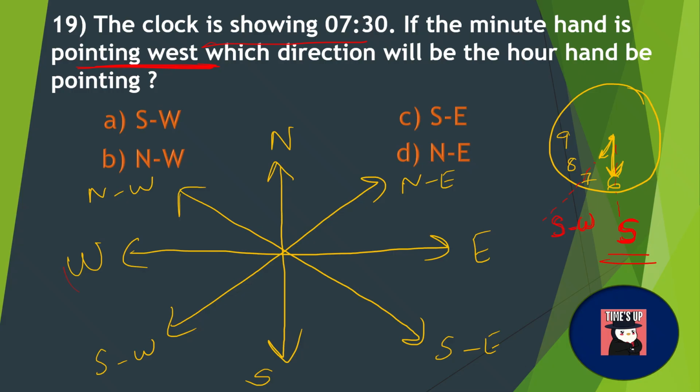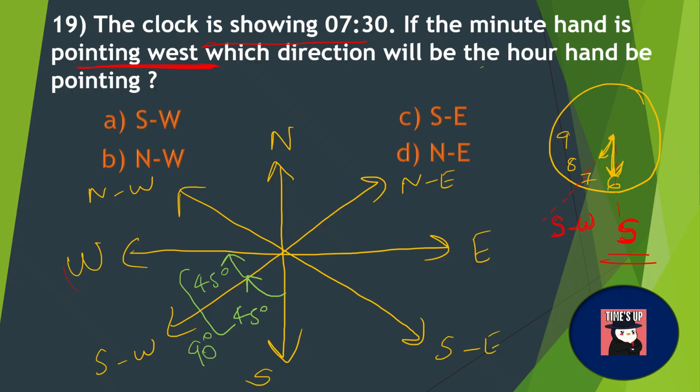Now we'll go from south to west. South to southwest I reach a 45-degree angle. Clockwise direction I'm going now. Then southwest to west, this is again a 45-degree angle. So I reached west. So how much angle did I make? 90-degree angle in the clockwise direction. This was about the minute hand.